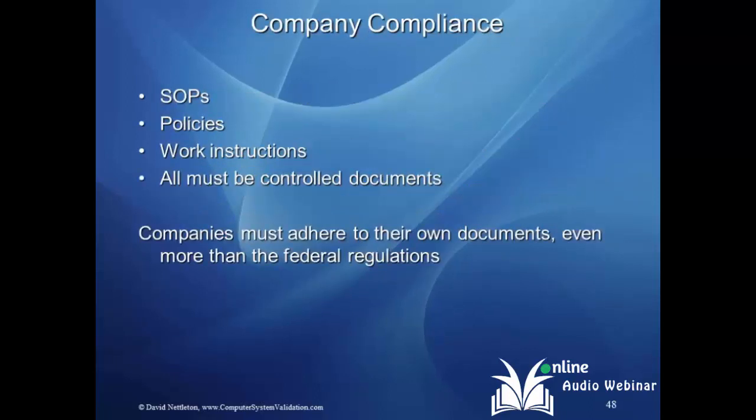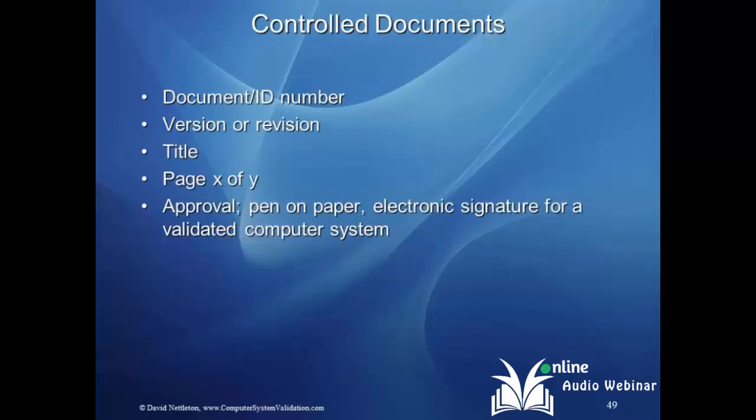Your company compliance comes exclusively from your SOPs. All control documents, SOPs, qualification documents, validation documents, are documents that have 5 things in common. They have a document ID that is unique. I like version 1 to be the first one. Some people like revision 0, some unique title, page X of Y for the number of printed pages, and either a blue ink pen for approval or an electronic signature for a validated computer system.